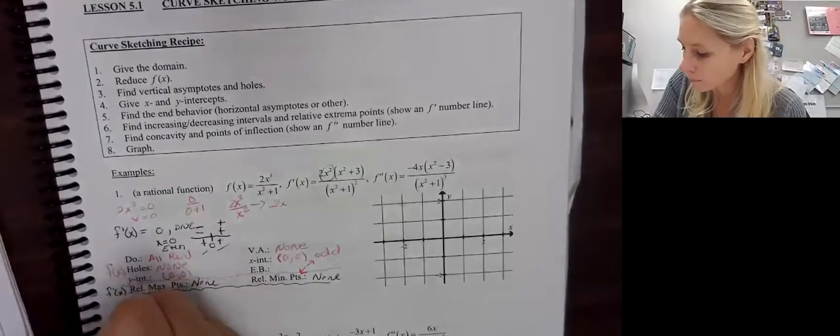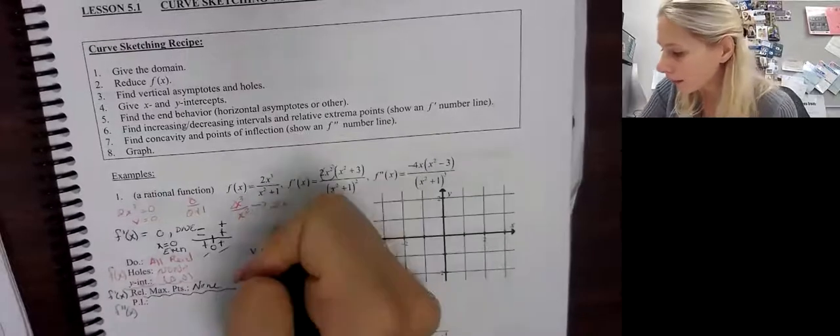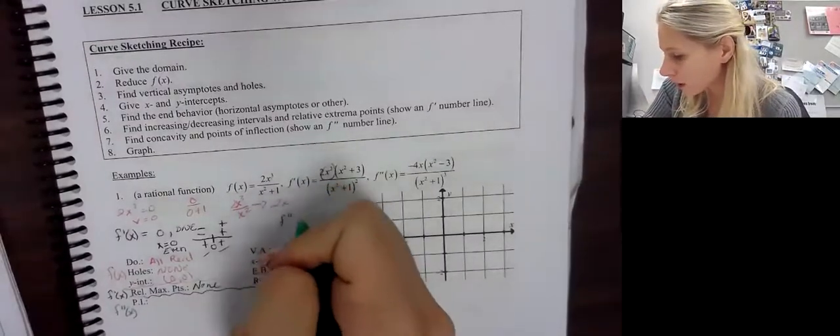Okay, point of inflection. Point of inflection comes from the second derivative. Again, it's finding the critical number, so where it equals 0 or does not exist.